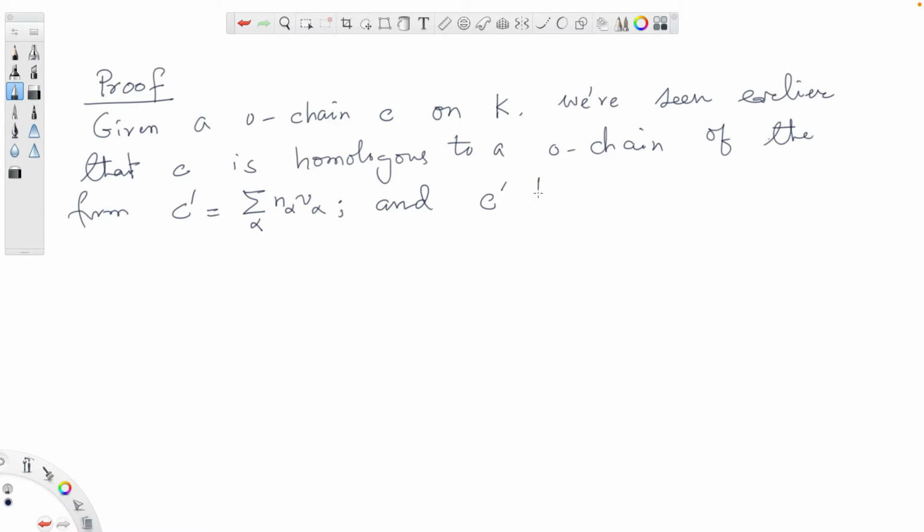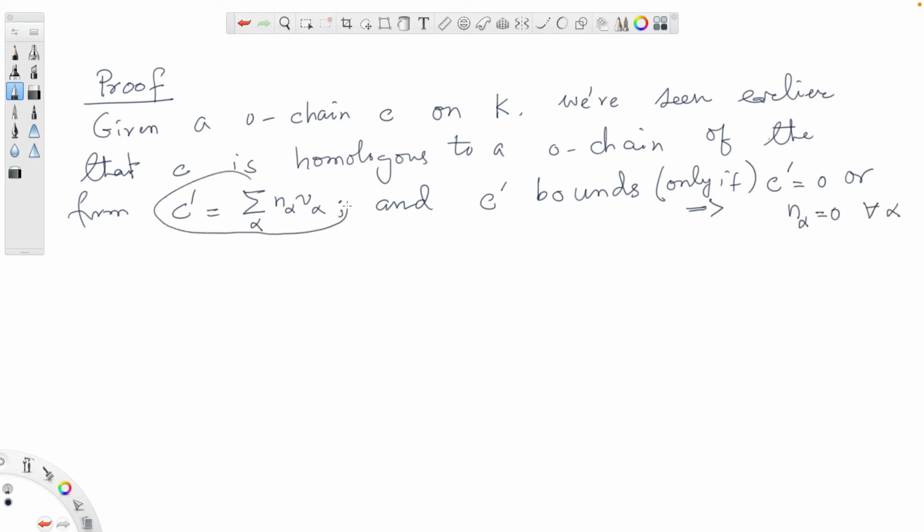C prime bounds only if, by only if means this direction, only if C prime is equal to 0 or n alpha is equal to 0 for all alpha here in this expression. This is what we have seen during the proof of theorem 1. Okay. All right.